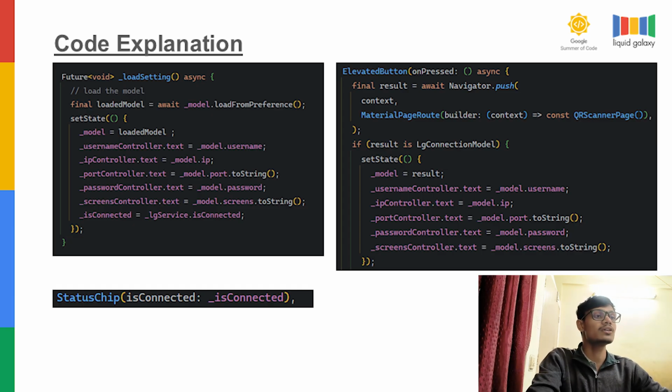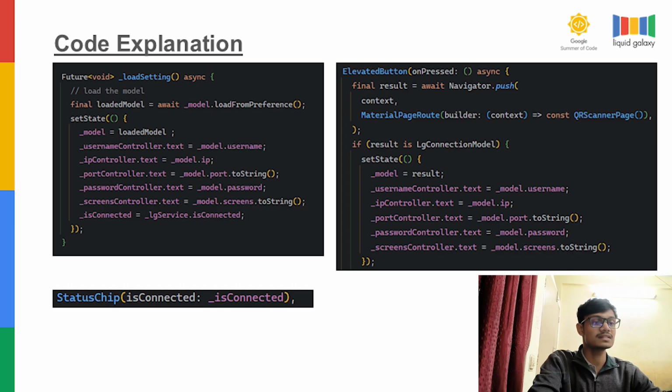When the user taps on scan QR to connect, the app opens a QR scanner screen and waits for the scan result. After scanning, the QR screen returns a fully populated LG connection model. The setting screen receives it and automatically fills all fields, eliminating manual input completely.